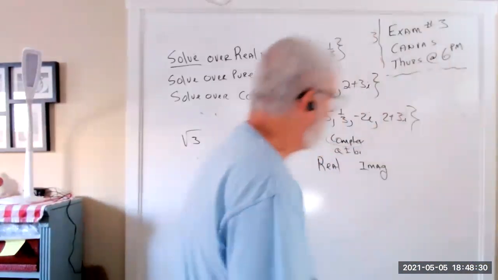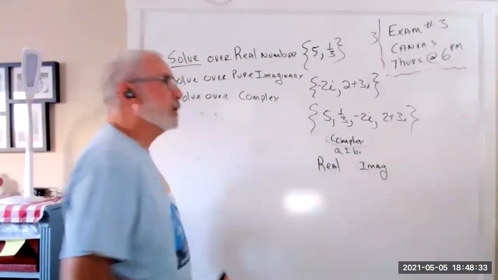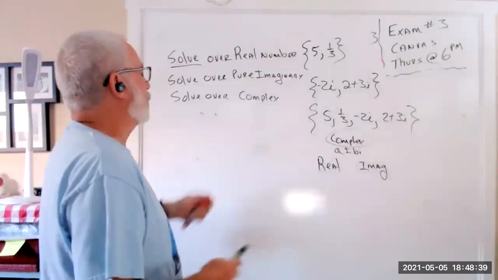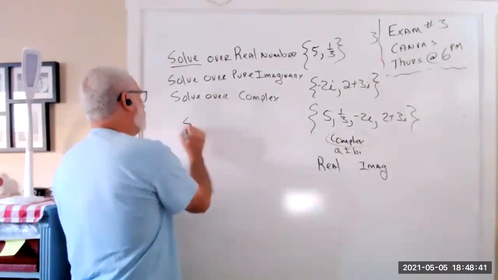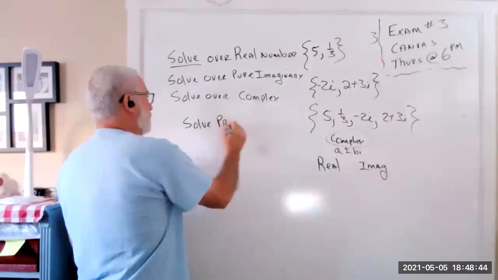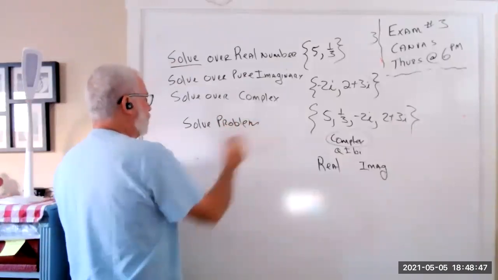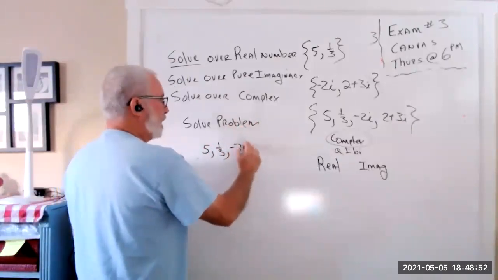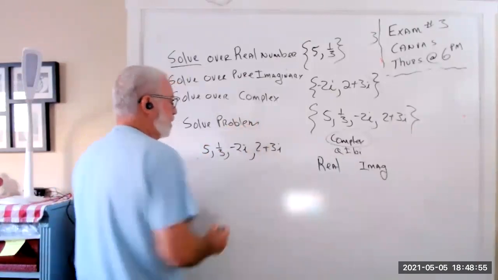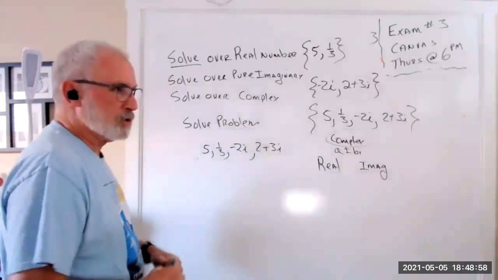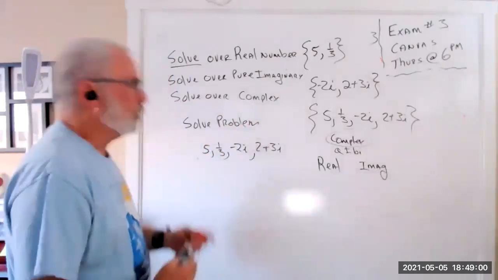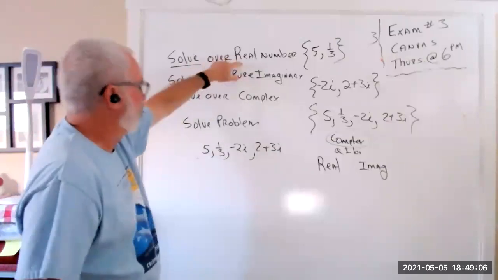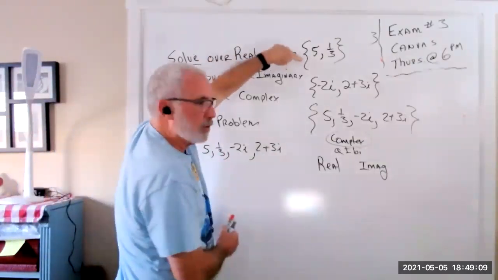All right. So for the recording, the question was: you're solving some problem, and you do all the work and you get these answers: 5, 1/3, -2i, and 2 + 3i. The question was, how do I know which ones to use or not use? My answer was, it depends totally on what the directions were. If the direction said solve over the real numbers, then your only answers are the real answers.